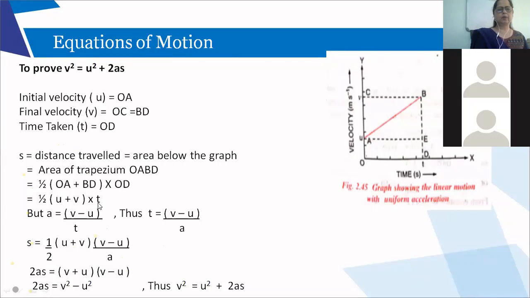Why am I doing it? Because what I have got to prove does not have the symbol t. It does not have this quantity t. We are proving v square equal to u square plus 2as. So I have to just remove t.